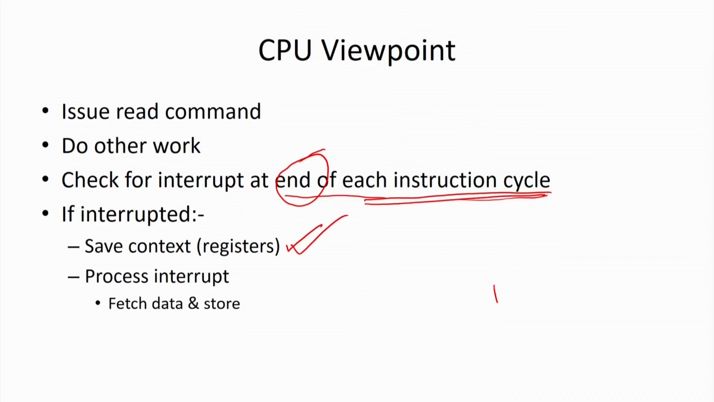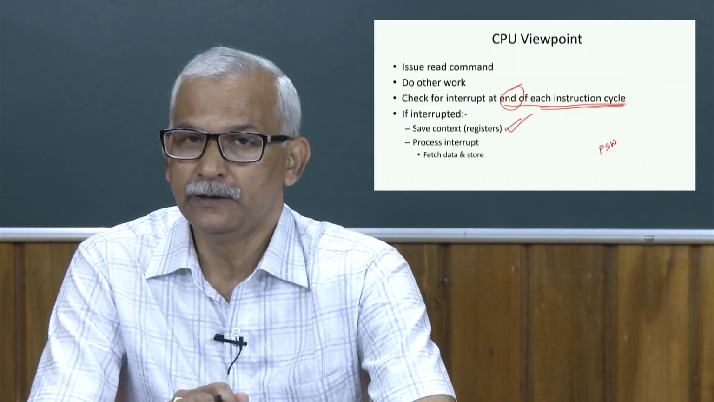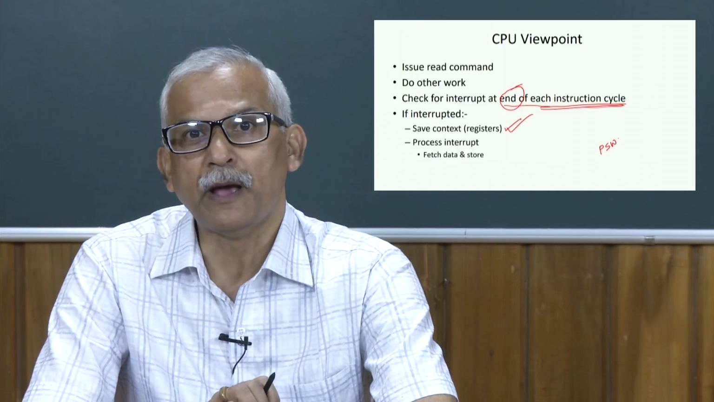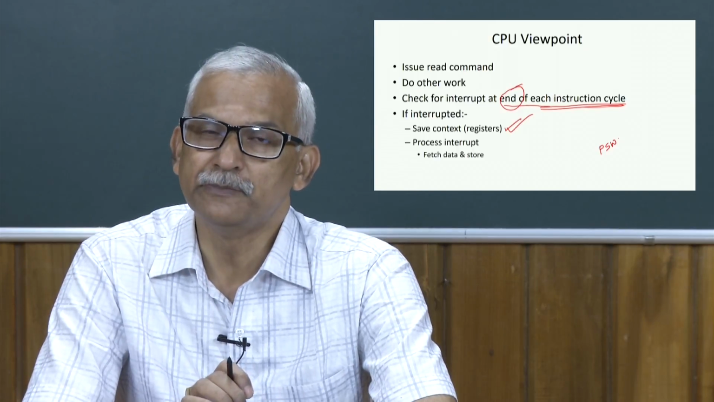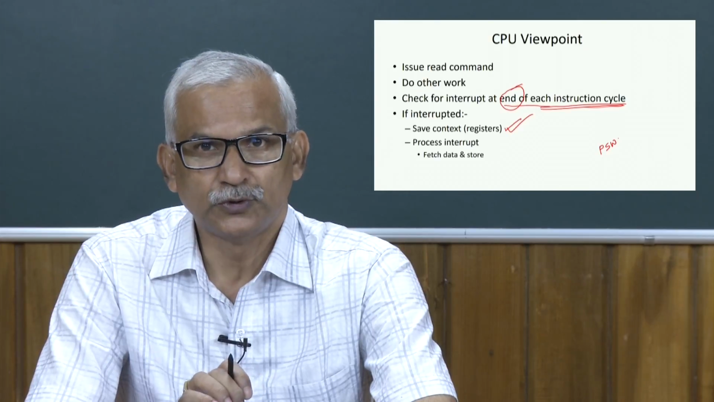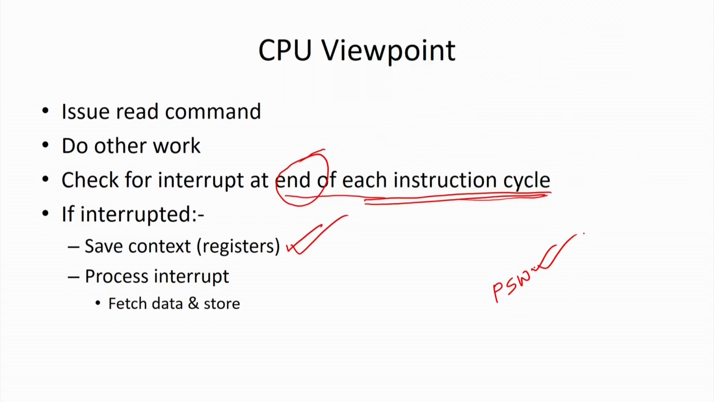So, PSW is nothing but the contents of the flag bits, because if we are performing one operation, depending on the result of the operation, we may have to take some decision. But if we don't store it, and while executing the interrupt service routine that flag bits may be changed, it may be disturbed. So, we are not going to get the initial status. That is why we need to save this particular PSW also, the program status word.